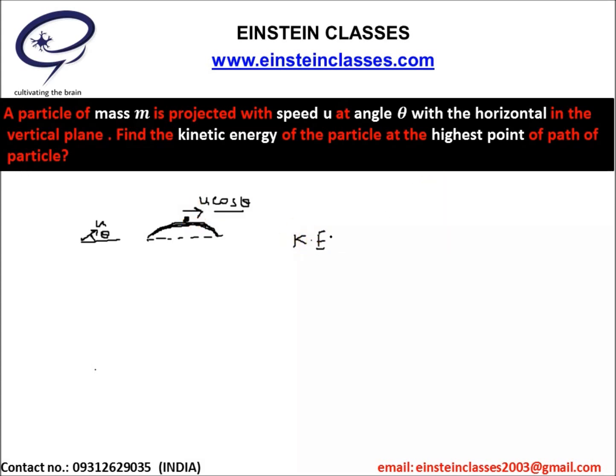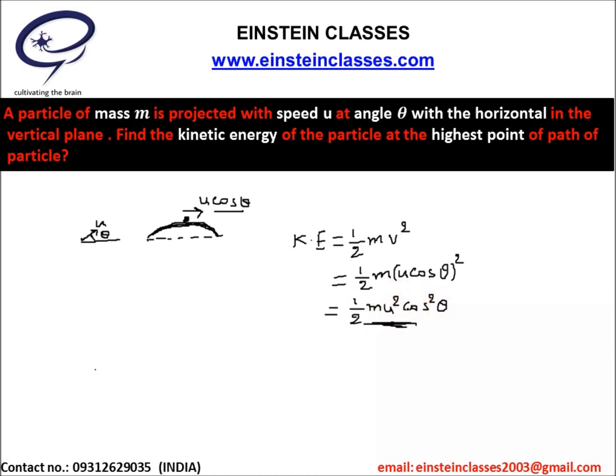Kinetic energy equal to half m into v square, and it will be equal to half, mass of the particle is m, and the speed at this point is u cos theta. Hence it will be u cos theta whole square. That's why the kinetic energy of the particle is given by half m u square cos square theta.